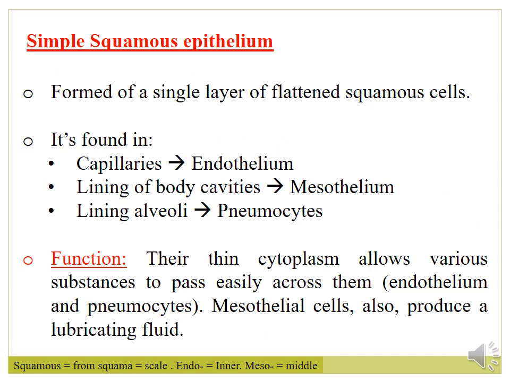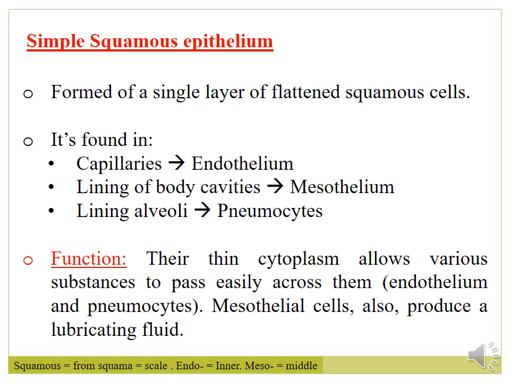So we start with the first epithelium, the simple squamous epithelium. It is formed of a single layer of flattened squamous cells. This is how we define epithelium. First is the simple, so it is formed of a single layer. The type of cells is squamous, which means that it is squamous cells. Squamous cells are flattened as we are going to see them.